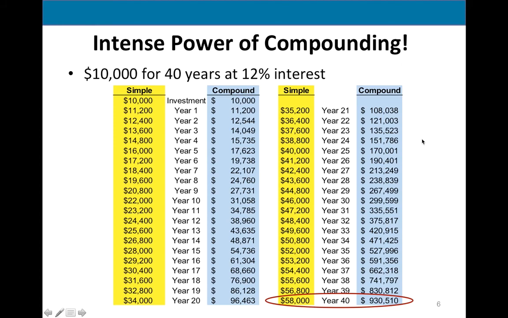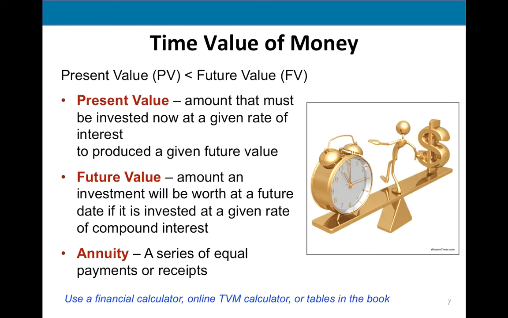That's why we always say start investing when you're young. The younger you start investing, the more the power of compounding will multiply your original investment. Okay, present value is always less than future value because of inflation. Present value is the amount that we have to invest now at a given rate of interest. The rate will always be given to you, and it's the average market rate right now in certain investment instruments, to produce a given future value.